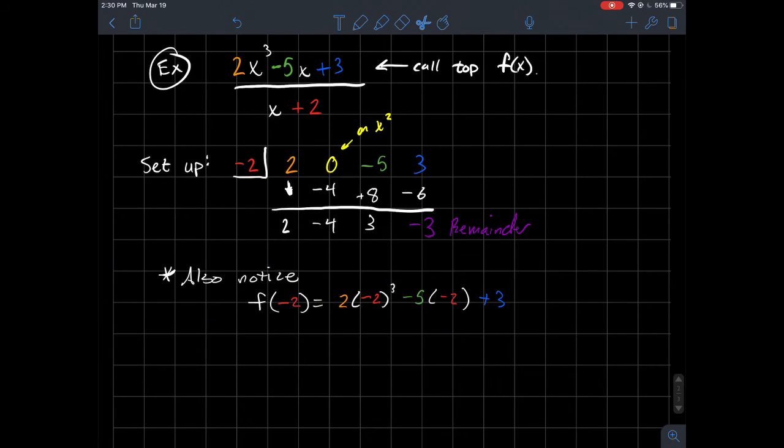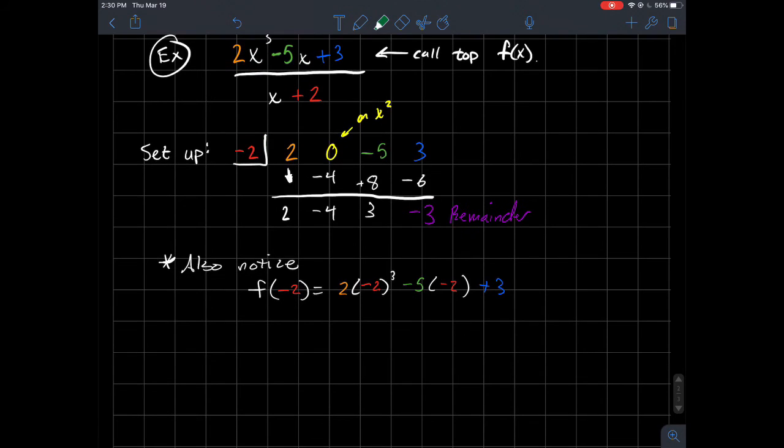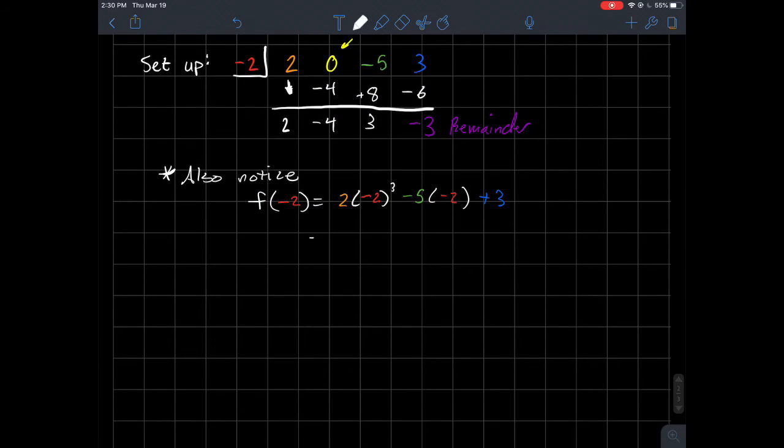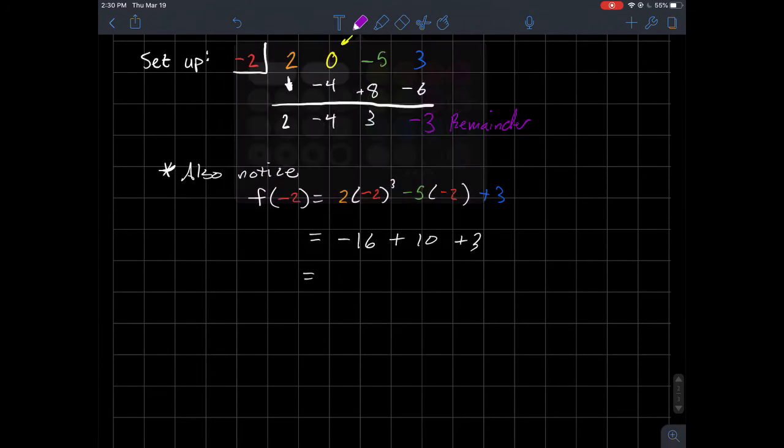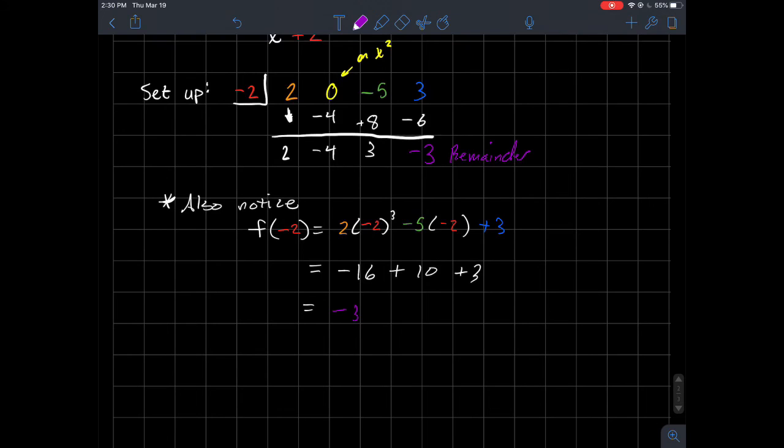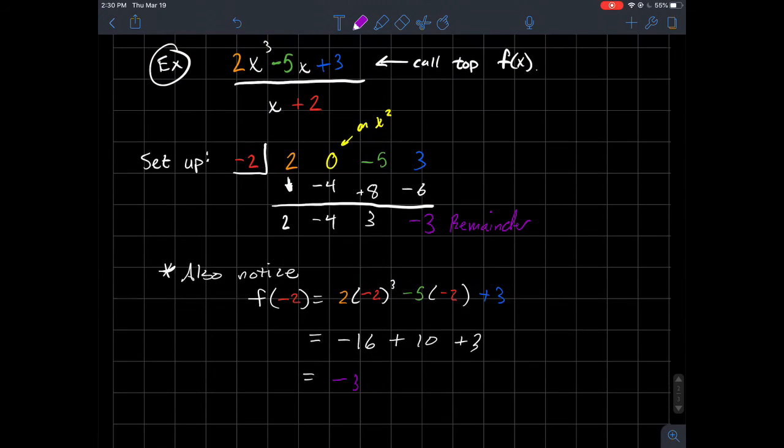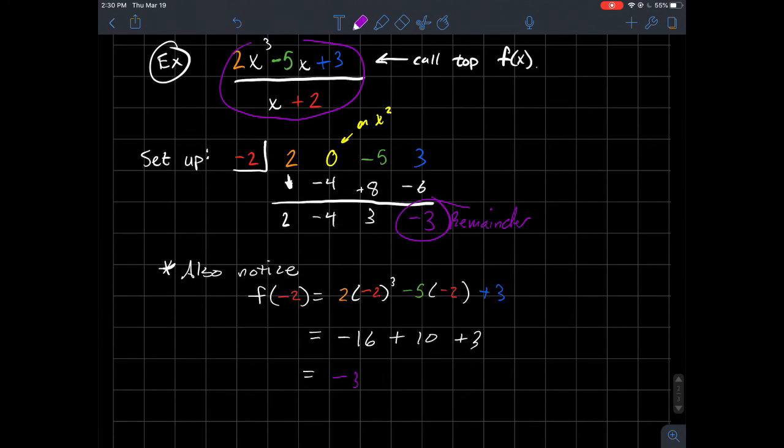So what happens when you just plug -2 into your function f up here? Let's do that. Let's take -2, that's my c in this case, and plug it into my function. So I'm plugging it in, and let's see what we get. This would be -16 when you multiply these out, plus 10 plus 3. Oh my gosh, what else do you get here? You get -3.